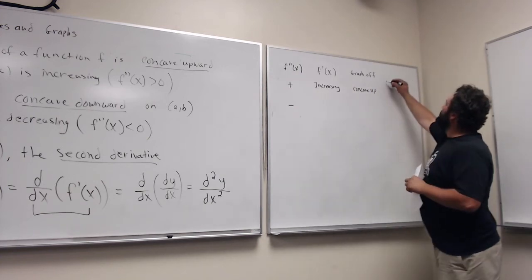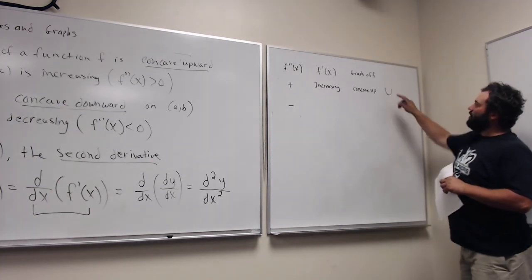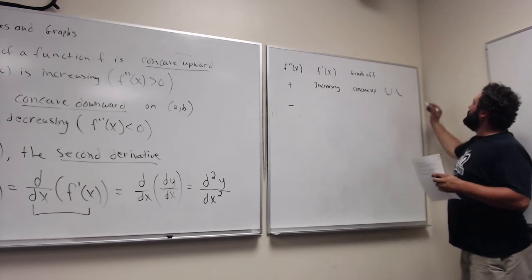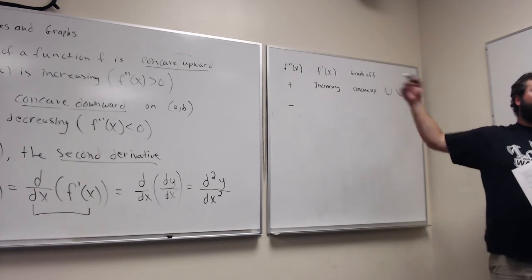A couple of shapes that you could have could be looking basically like a parabola opening upward. Maybe you're strictly decreasing, or maybe you're strictly increasing. Those would all be cases of a concave up shape.